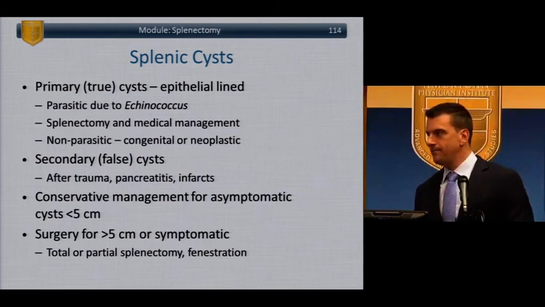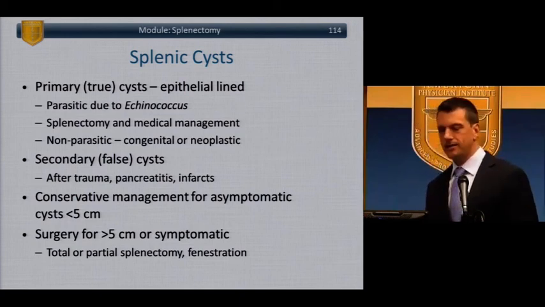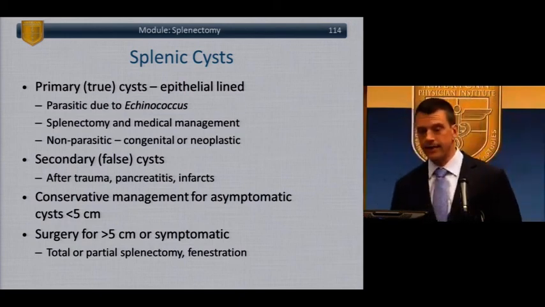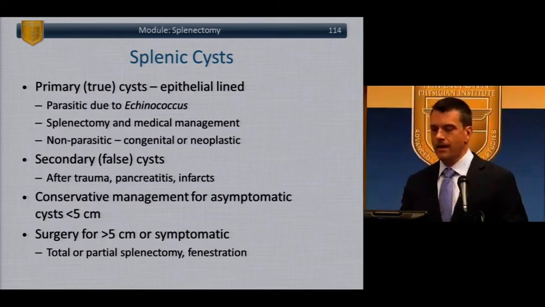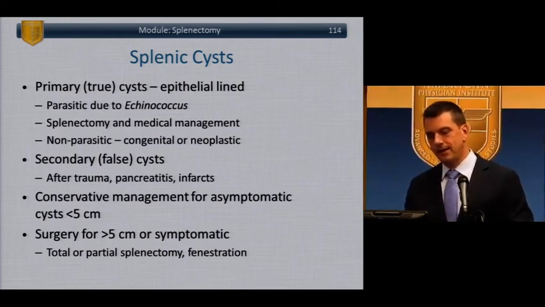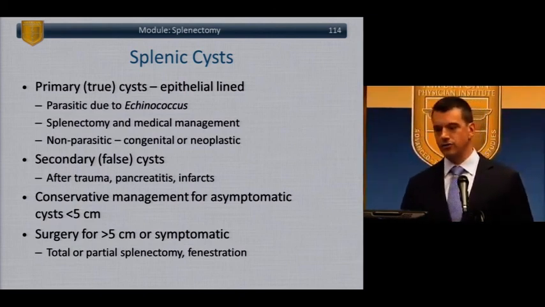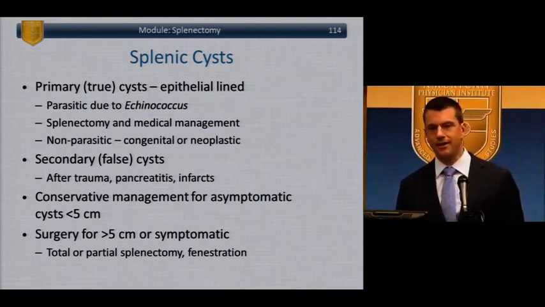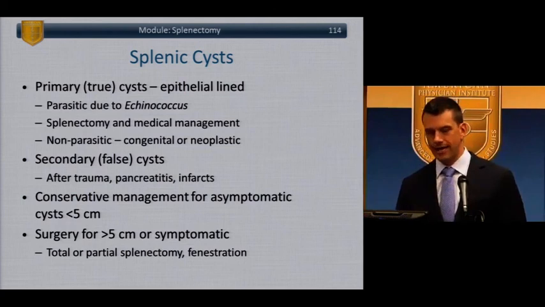Moving now into some of the infectious and other complications in the spleen. Splenic cysts may occur. These can be true cysts, which have an epithelial lining. These are parasitic due to echinococcus. Both splenectomy and medical management are part of treatment. It can be congenital or non-neoplastic if it's non-parasitic. There's also secondary or false cysts, and these are the ones that occur after trauma, after pancreatitis, after an infarct, so they appear to be cystic structures, but they do not have the true epithelial lining.